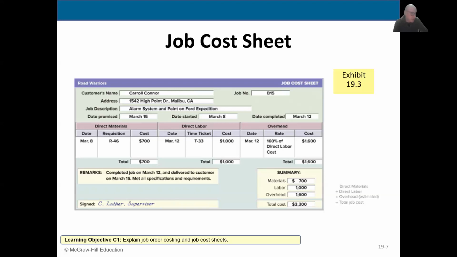And of course, the way we found 1,600 is we took 1,000, which is the direct labor amount, times 160%. Right? That's how you get 1,600. So we add up the total materials used for the job, plus the labor for the job, plus the overhead for the job, to give us our total job cost. In this example, 3,300. But that's an example of a job order cost sheet for one job. We have a job order cost sheet for every single job that we receive.